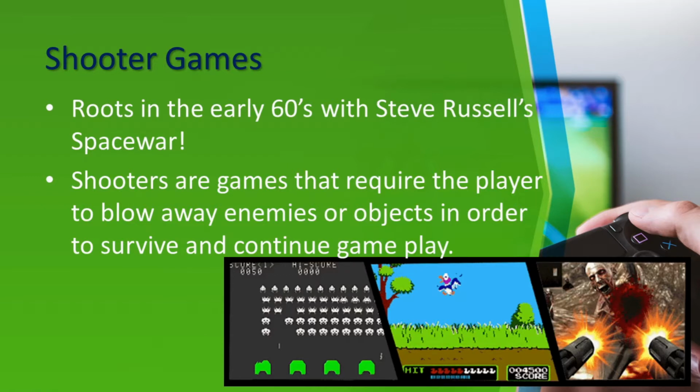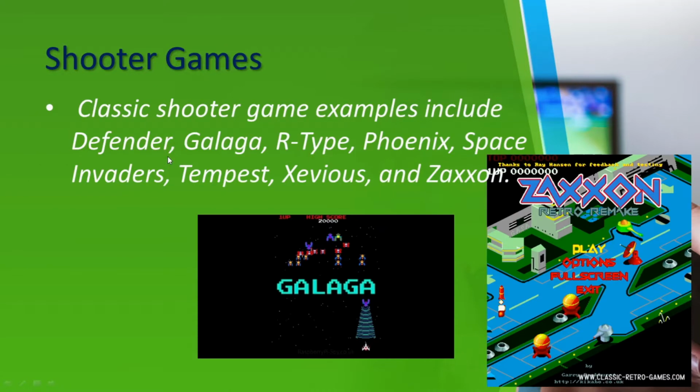The first one that we have is your shooter game. It has roots in the early 60s with Steve Russell's Space War. Shooters are games that require the players to blow away enemies or objects in order to survive and continue gameplay. Basically, the main objective in shooter games is either to destroy your enemies by shooting at them or to shoot objectives in order to have a score. Classic shooter game examples include Defender, Galaga, R-Type, Phoenix, Space Invaders, Tempest, Scramble, and Zaxxon.